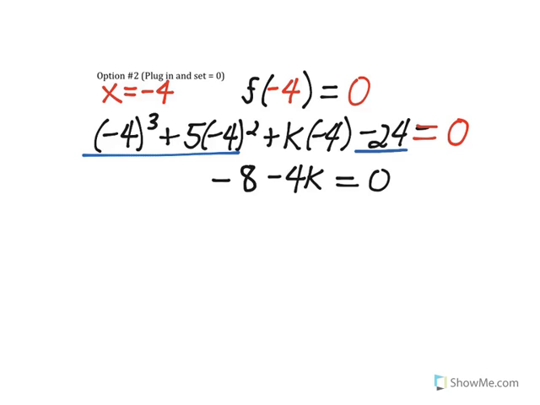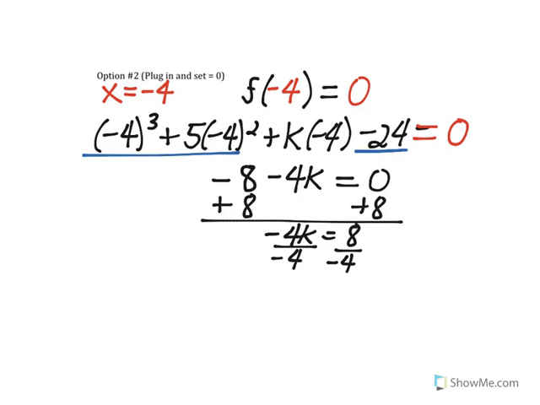So now you have an equation to solve for k, just like we had in the previous. It's a different equation because we're solving it a different way, but your end result should be the same. And we do, again, get k is equal to negative 2. So there are two options there. You can really go with either one.